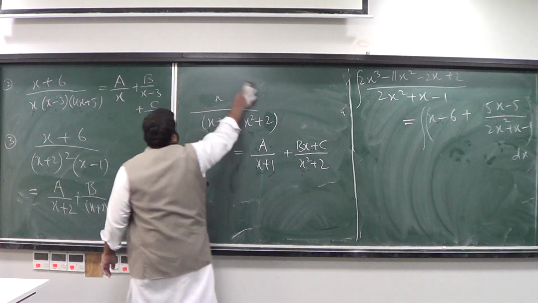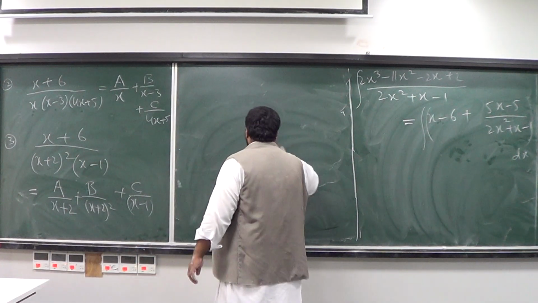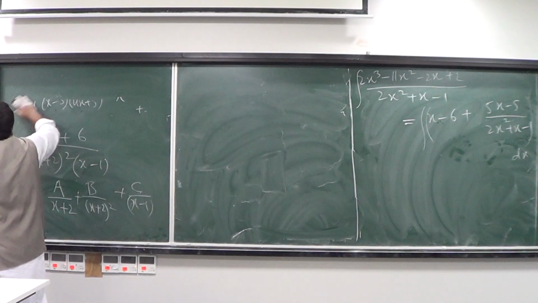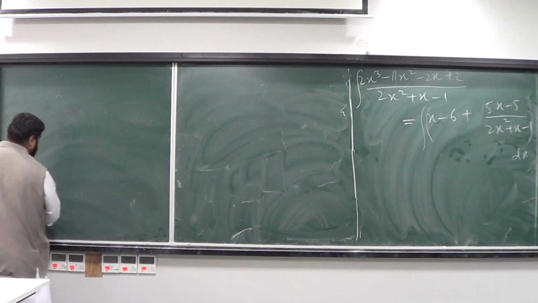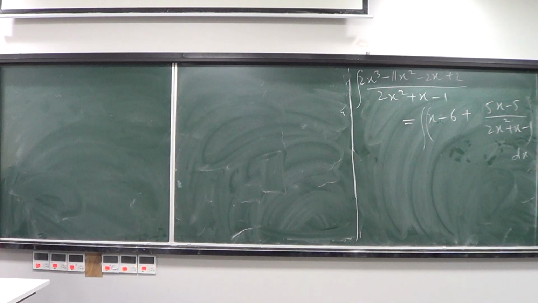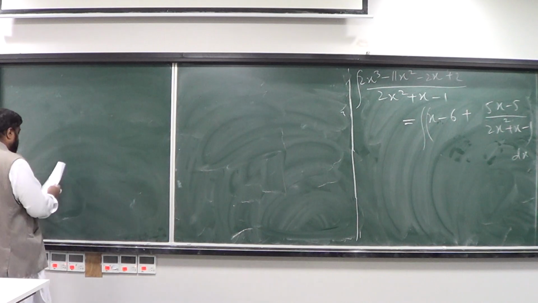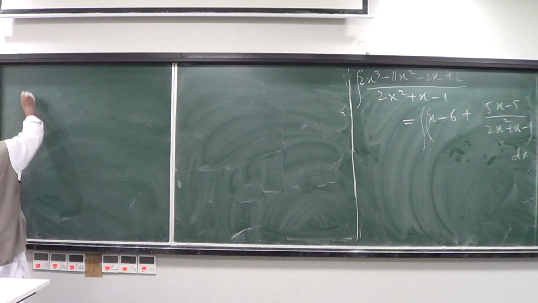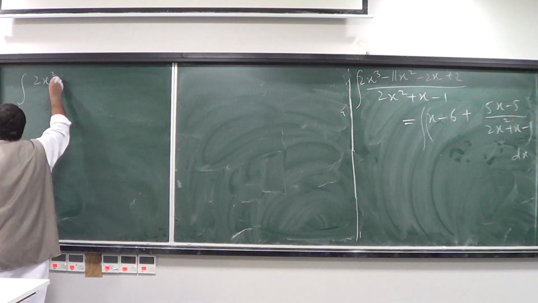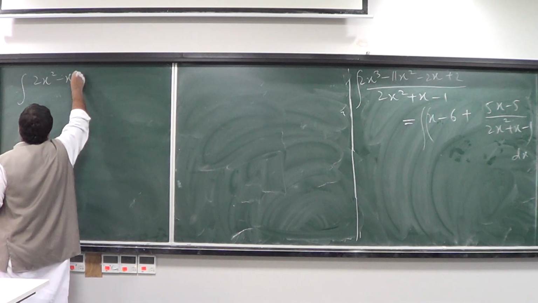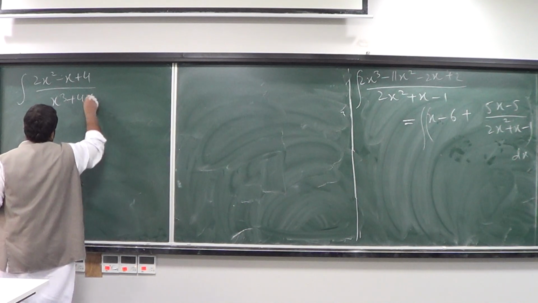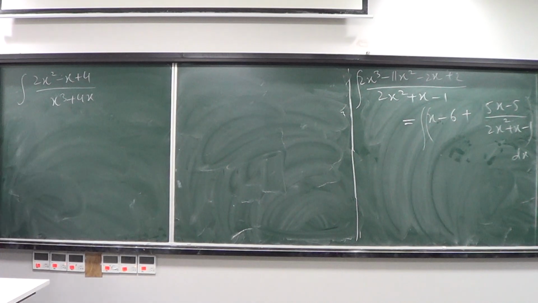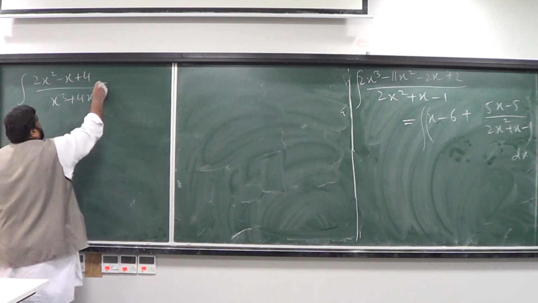So let's do one example based on it. Let's say you have to integrate 2x square minus x plus 4 divided by x cubed plus 4x, and I have to integrate it.